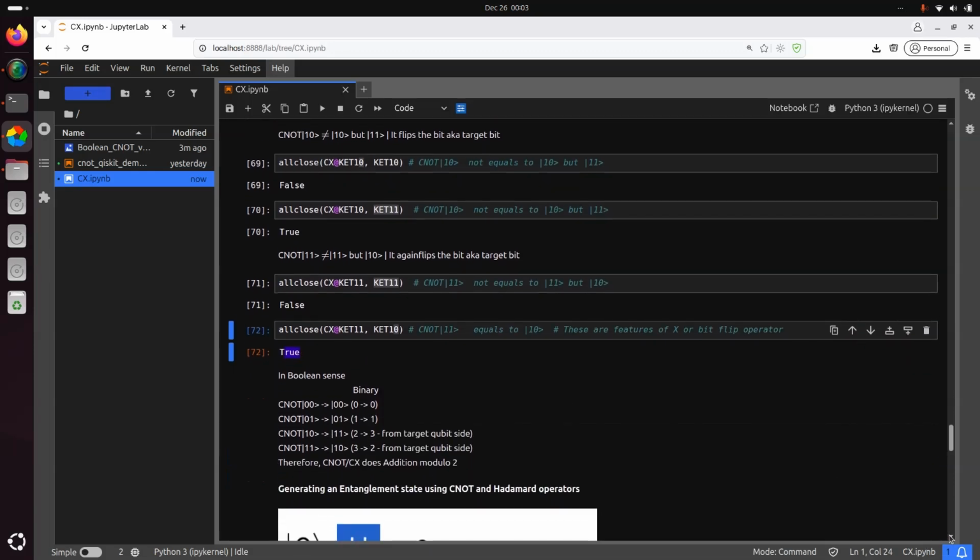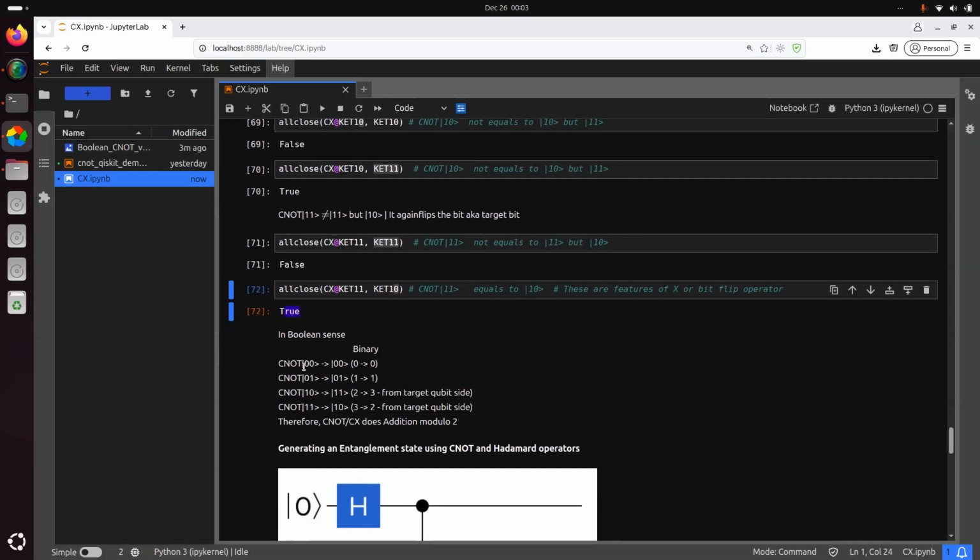So in a binary sense, when CX operates on 0, 0, we'll end up with 0, 0, and when CX operates on 1, 0, with the left hand side qubit being the source qubit and the right hand side qubit being the target qubit, we'll end up with 1, 1. Similarly, when CX is operated on 2, we'll end up with 3, and when the CX gate is operated on 3, we'll end up with 2. All this is from the target qubit side. Therefore, the CX gate actually does addition modulo 2.